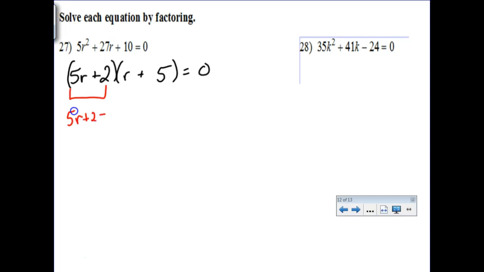So 5r plus 2 could be a solution, and r plus 5, that factor could be a solution. So solving this one, you're going to subtract 2, and then divide by 5. So that would be negative 2 over 5. And then this one's a little easier to solve. You just subtract the 5.